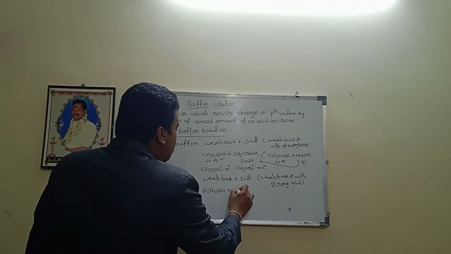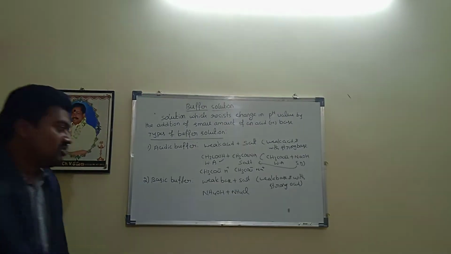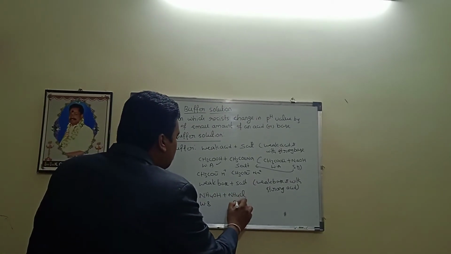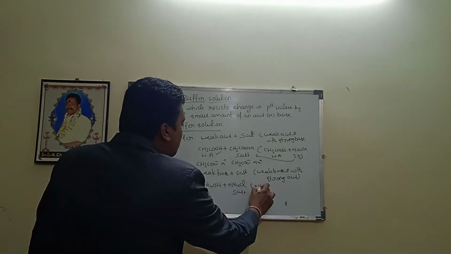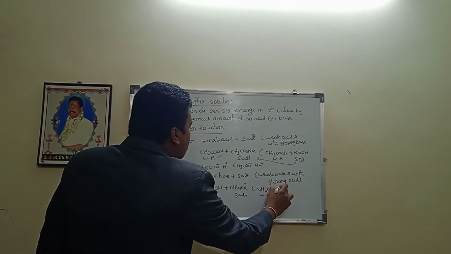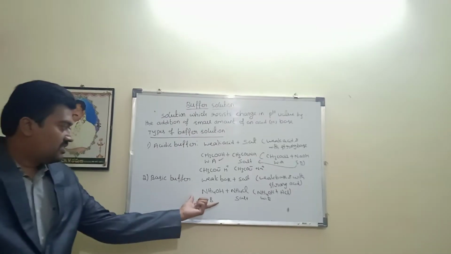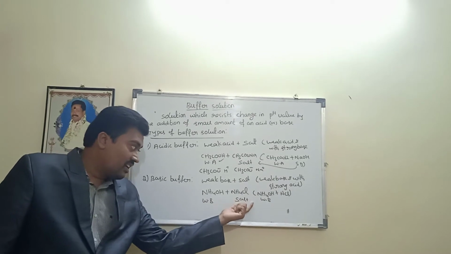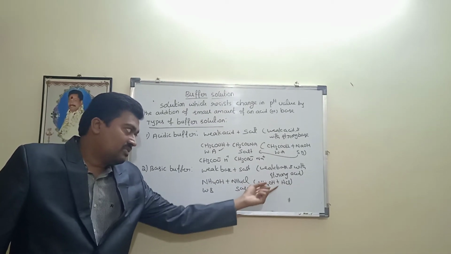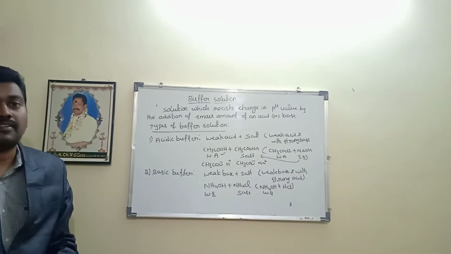Example, NH4OH and NH4Cl. So you know NH4OH is the weak base and NH4Cl is the salt. How is this salt produced? It is produced from the same weak base and a strong acid, HCl. So it is a combination of weak base and the salt of this weak base with the strong acid. NH4OH, the weak base, reacts with HCl to produce the salt, that is nothing but NH4Cl.